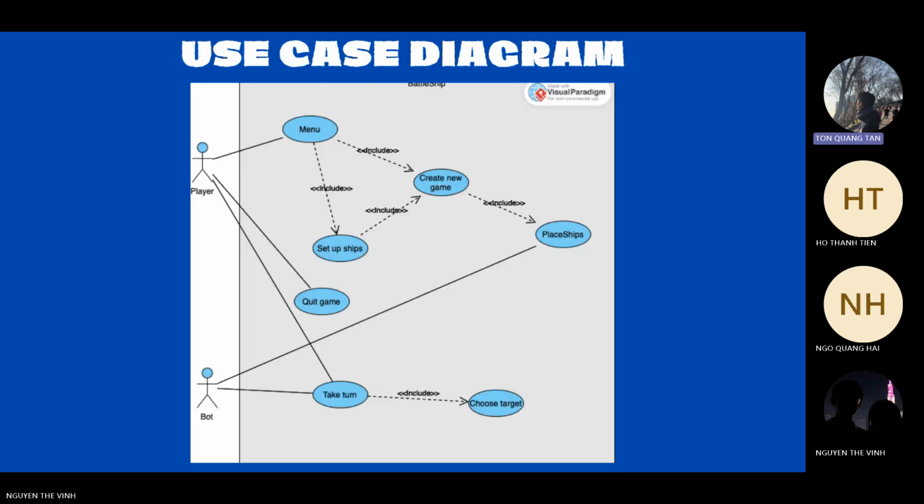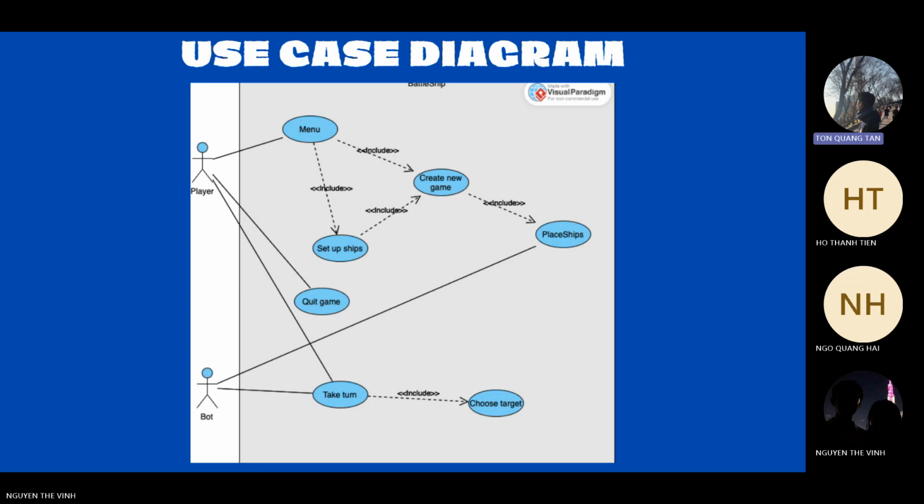Okay, hello. We move to the use case diagram. The use case diagram for the battleship, you can see that there are 2 actors, that is player and bot, and both of them interact with the system. The player will start the menu, where they can choose to create a new game, or set up ships, or quit the game. When creating a new game, the player proceeds through the setup ships and play ships.